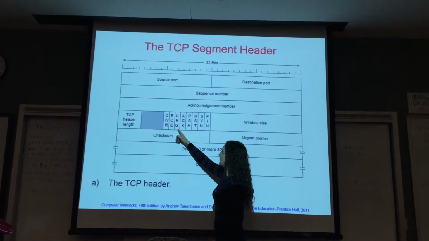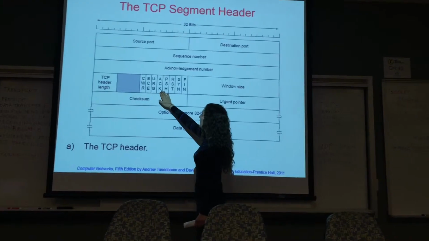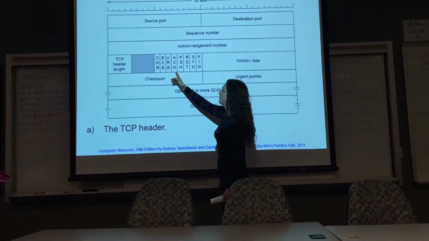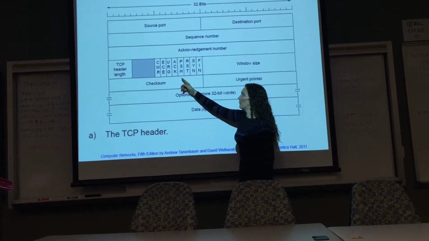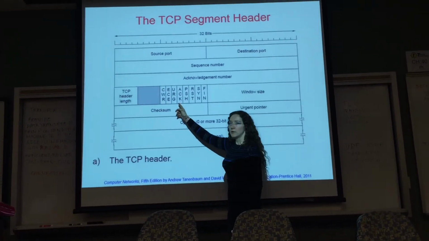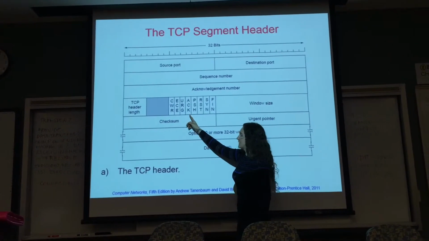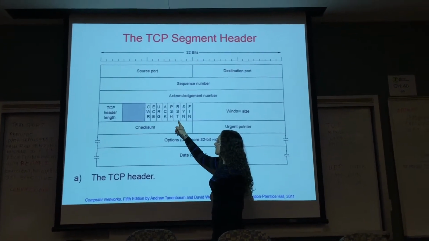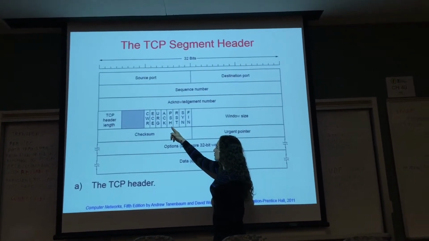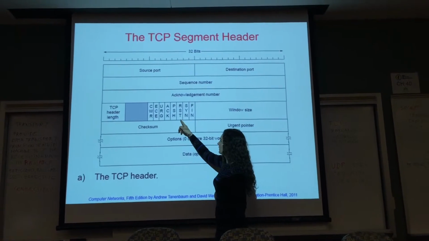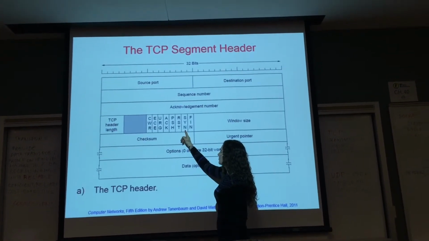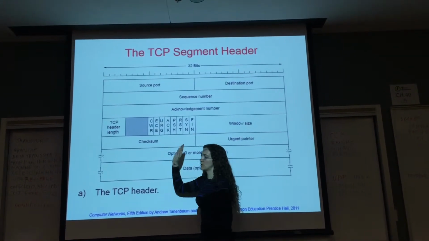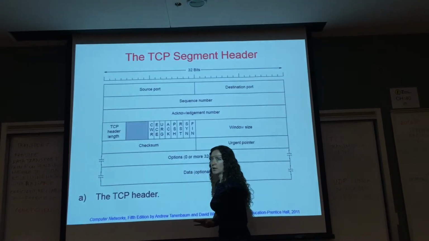This is urgent data pointer. All of these bits, this is a single bit. It's either a 0 or 1. If the bit is set, then we have acknowledgement. If it's not set, we don't. This is push data, this is reset the connection, synchronize and finish. All these bits are used during the connection establishment.